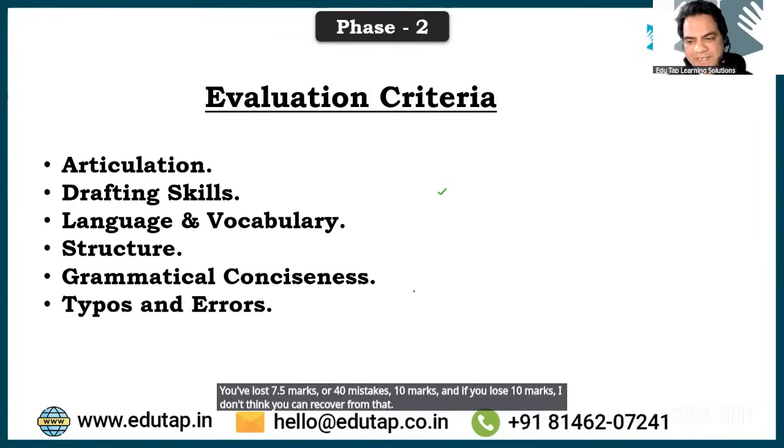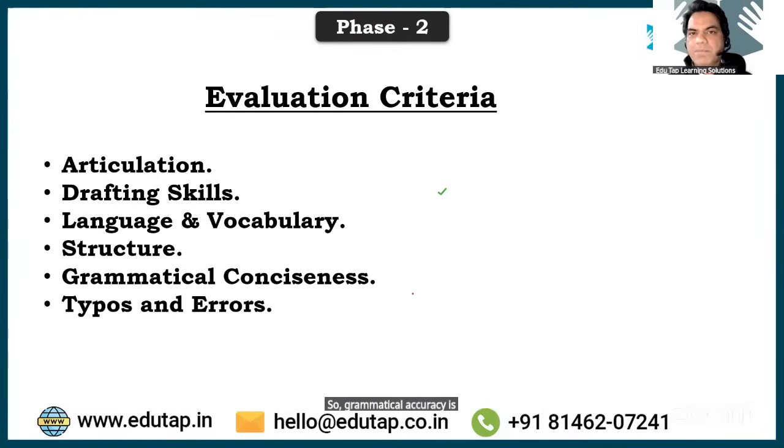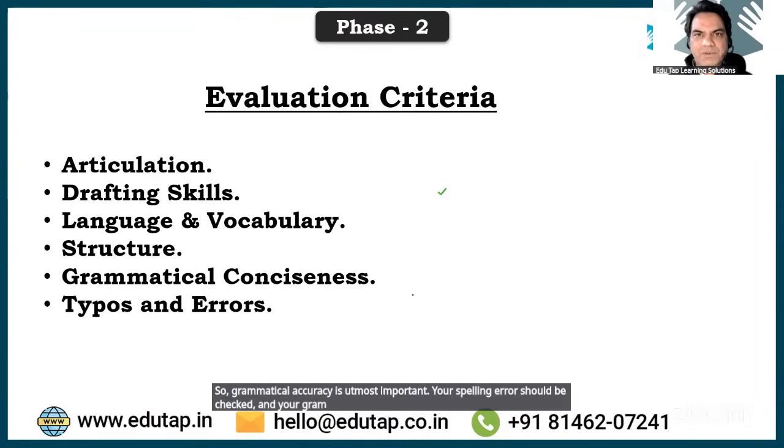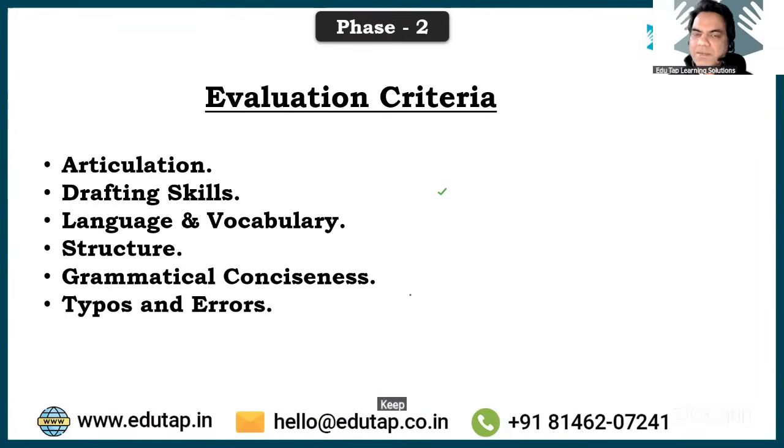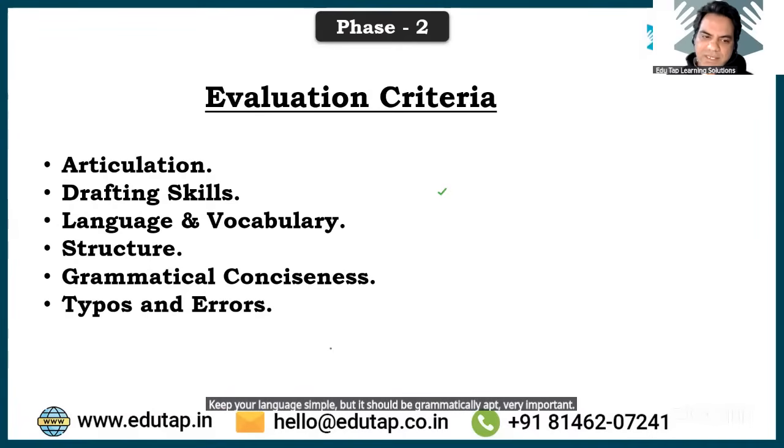So grammatical accuracy is of utmost importance. Your spelling errors should be checked and your grammar should be up to the mark. Keep your language simple, but it should be grammatically apt. Very important in descriptive English. And last but not the least, you should have minimal typos and errors. And how can you eliminate those typos and errors? What are typos? Spelling mistakes and any.